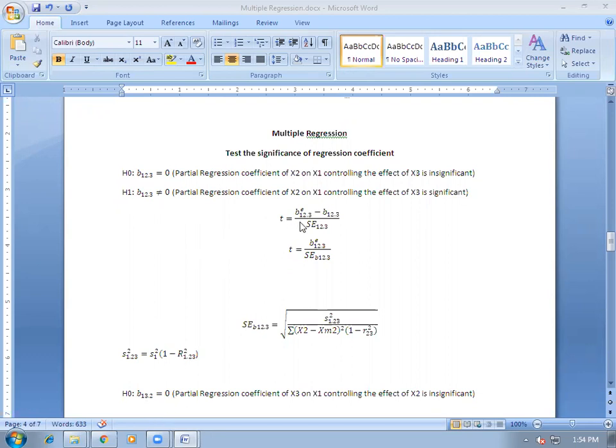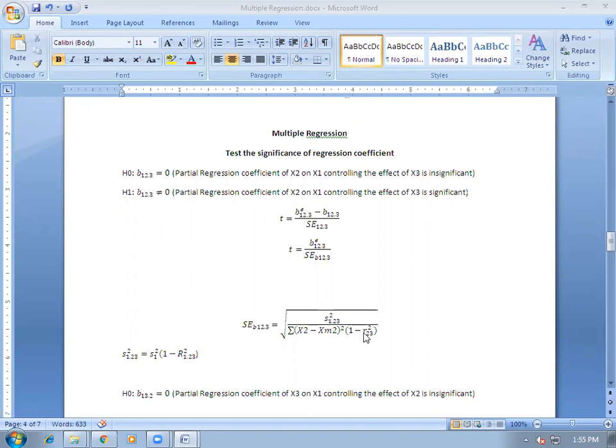Their formula will be t is equal to estimated value of b12.3 minus value of b12.3 in case of population, that is in case of this hypothesis, divided by standard error of b12.3. Now here b12.3 in case of hypothesis is 0, so b12.3 estimated over standard error of b12.3, that will be the formula for t. Now, how can we calculate standard error of b12.3? Formula is standard error of estimate square over sigma (x2 minus mean of x2) square and 1 minus r23 square.